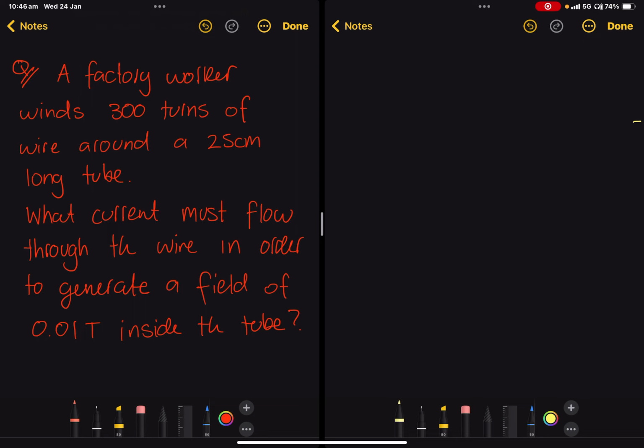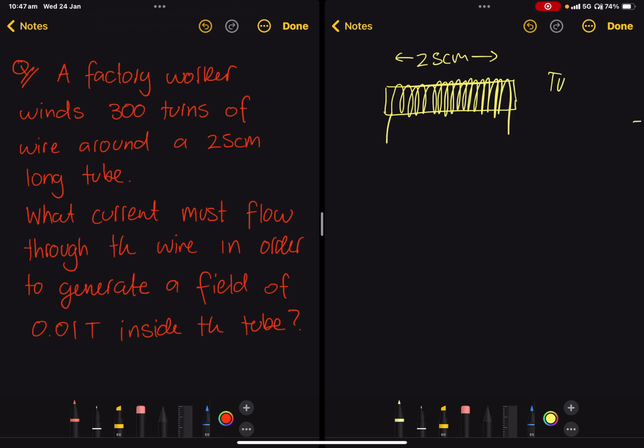Okay, so we're going to draw a little picture of this. So we have some tube like so. It is 25 centimeters in length. Then it has some wire, and the wire wraps around it like this a whole heap of times. And there's 300 turns. So the number of turns is 300.